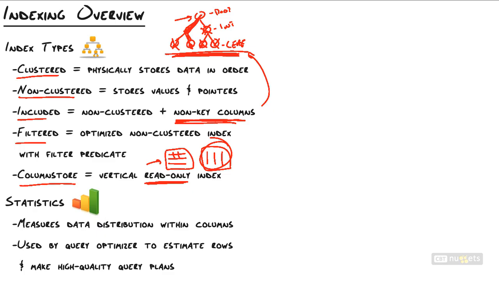Let's talk a little bit about statistics. Statistics are a lot like they sound. They're stat sheets for the data within the columns in our indexes. So anytime we create an index, stats are generated with it that store the distribution of data within that column. And what that allows the query optimizer to do is make better decisions, make better query plans, determine what index is the right index to use, if any, when it comes time to retrieve the data.